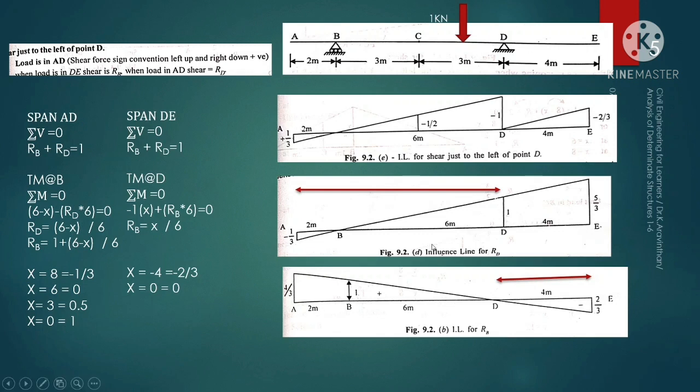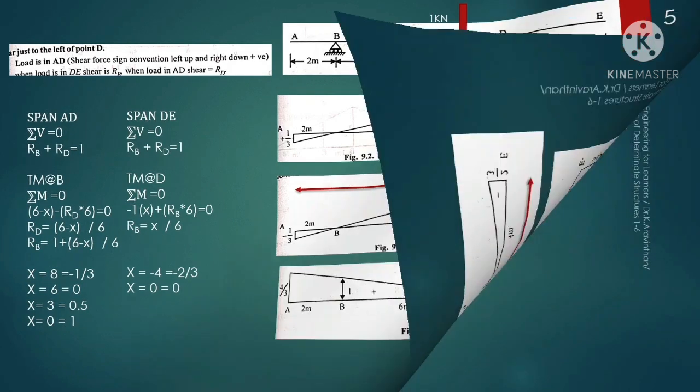So you already found the influence line for RD and the influence line for RB. Just take that drawing and change the sign. If you provide the load at the left hand side, change the sign at the left hand side of the influence line, and for the other half you can take the reaction. Okay, this is a method to draw the influence line for shear just left of point D. So with this we solved this problem.